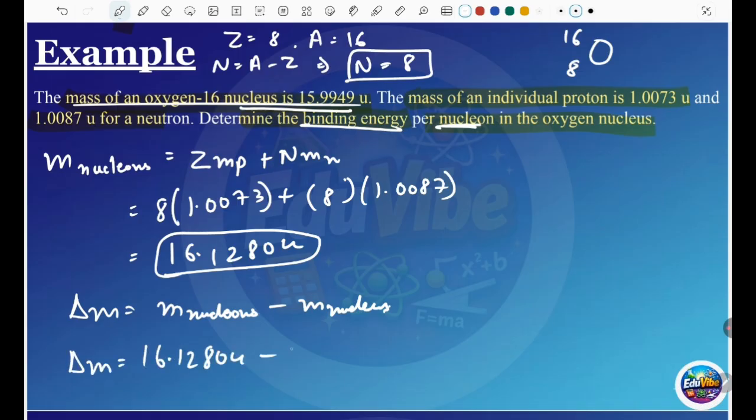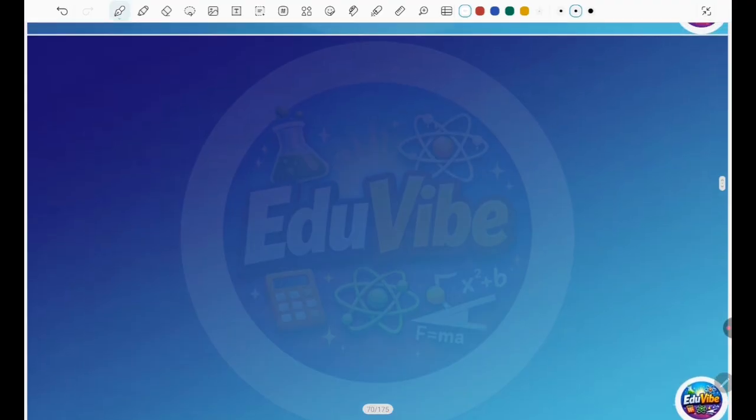16.1280 U minus 15.9949 U. When you find this, you get about 0.1331 U. But to use this mass in the energy formula, to find the binding energy, which is EB equals defect mass times c squared, your defect mass should be in kgs.